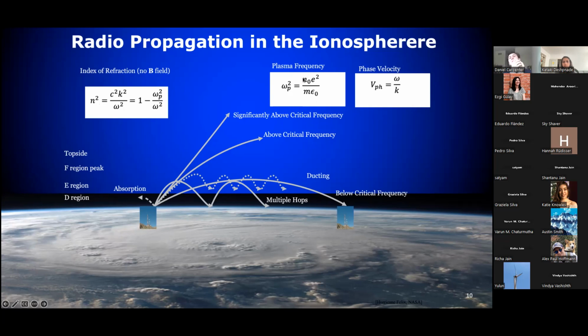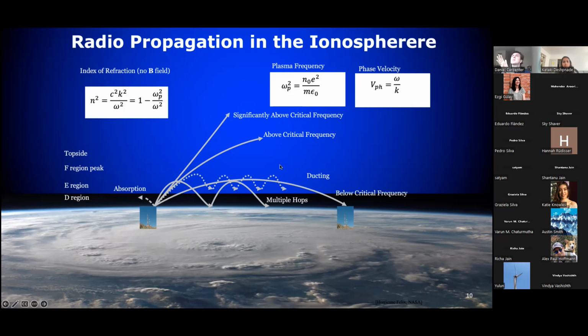But this electron density changes, as you know, as a function of altitude, and it's this property that if we're actually propagating at a frequency that is equal to the plasma frequency, you'll see that n squared equals 1 minus 1, or n squared equals 0. When that happens, the wave reflects.